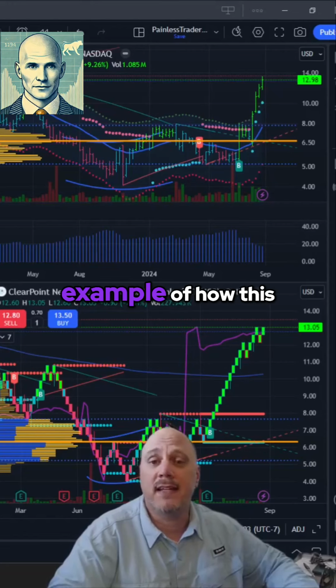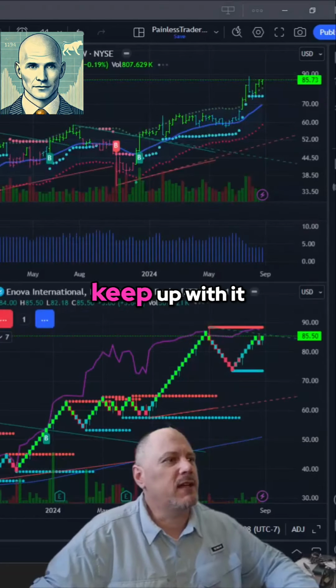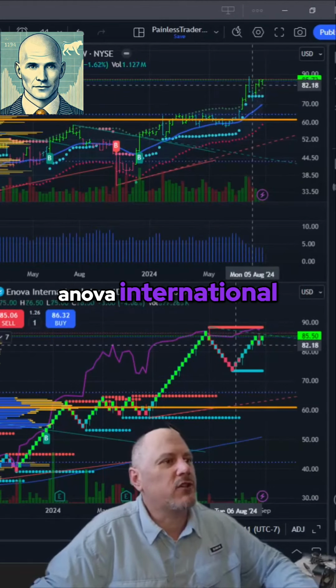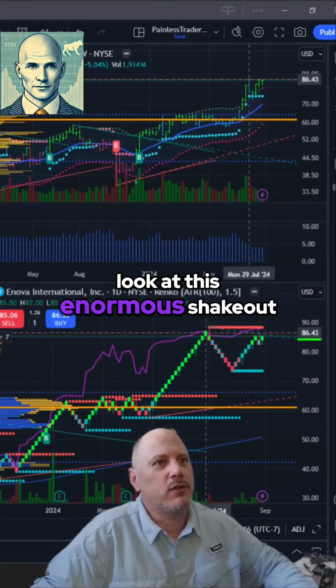But that is an example of how this works when you follow the system and keep up with it. Okay, Anova International, we had a spike in price followed by a shakeout. Look at this enormous shakeout.